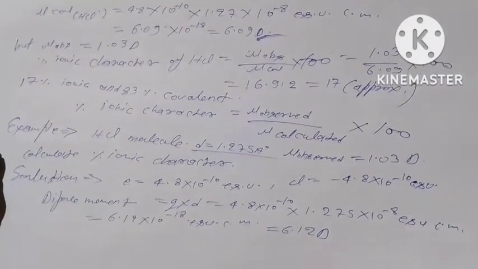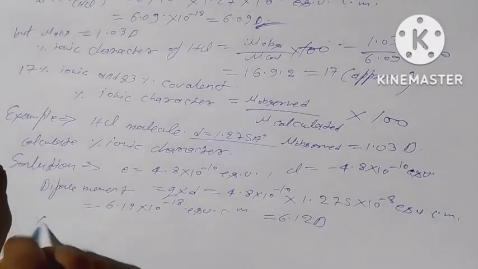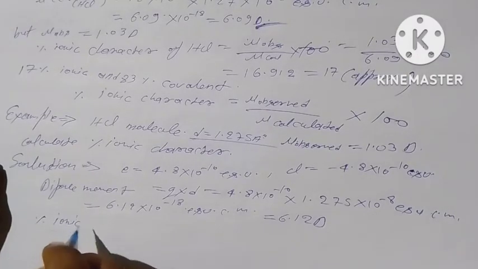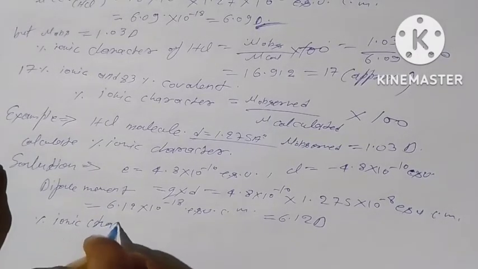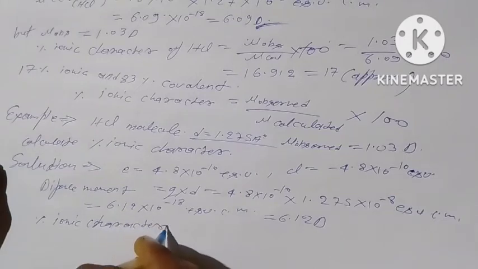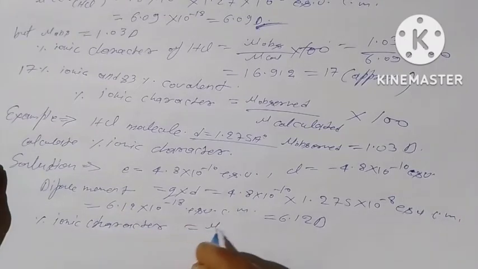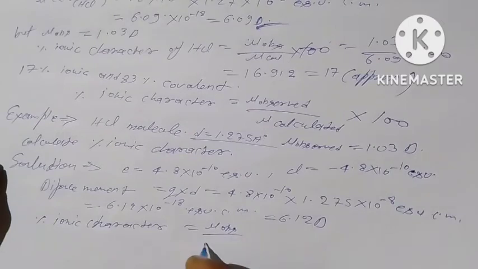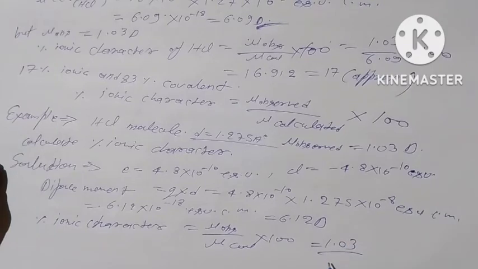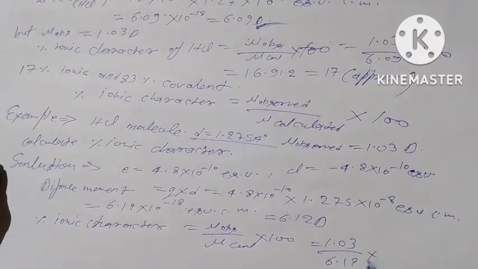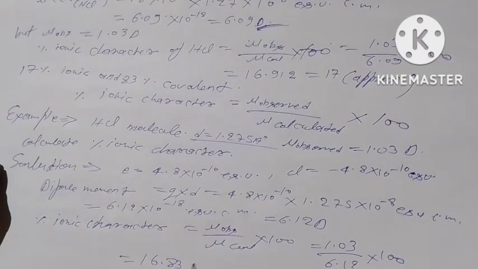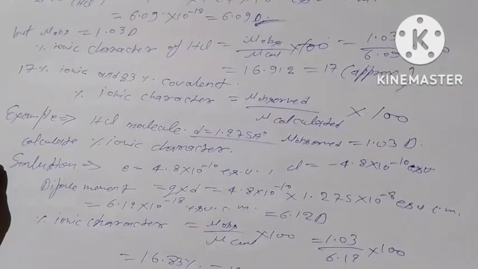Percentage ionic character is mu observed upon mu calculated multiplied by 100, that is 1.03 upon 6.12 multiplied by 100, that is 16.83%, approximately 17%.